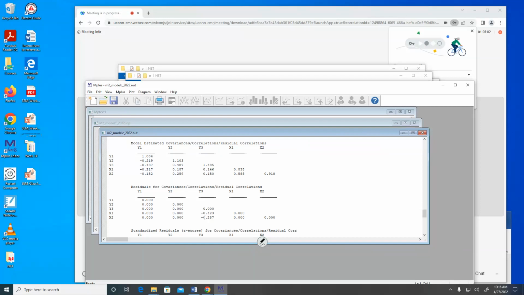Yeah. More saturated and more parameters. That's right. More saturated means you're estimating more parameters, which means you have fewer degrees of freedom, right? Which also means you're going to have a lower chi-square.